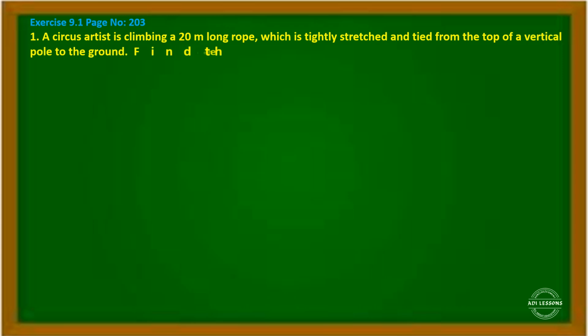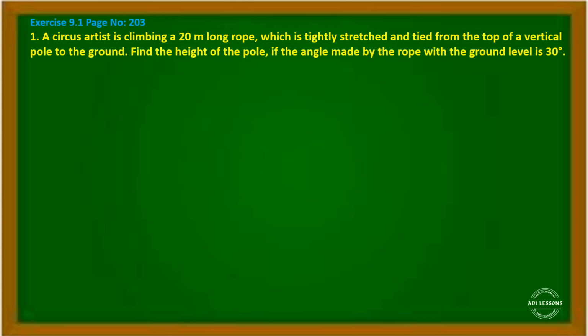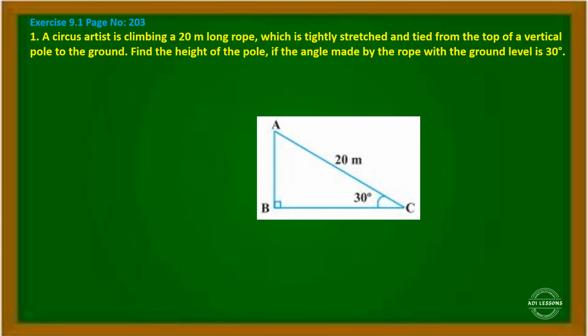A circus artist is climbing a 20 meters long rope, which is tightly stretched and tied from the top of a vertical pole to the ground. Find the height of the pole, if the angle made by the rope with the ground level is 30 degrees. Now observe the picture.